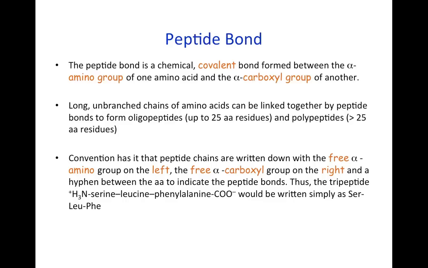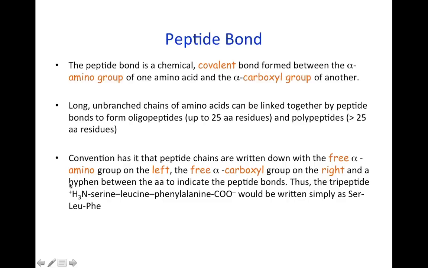Convention has it that polypeptide chains are written down from the free alpha amino group on the left to the free alpha carboxylic group on the right, with a hyphen between the amino acids to indicate the peptide bonds. Thus, the tripeptide, and you can put the NH3 plus, means that serine has a free amino group, the NH3 plus. It meant that the COOH of the serine reacted with an NH3 from the leucine and so on. So you always write going from the N terminal end to eventually the C terminal end.